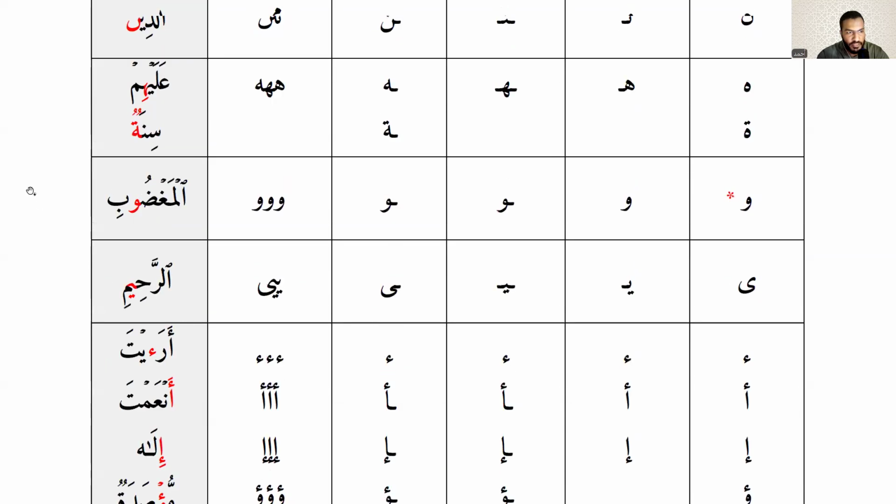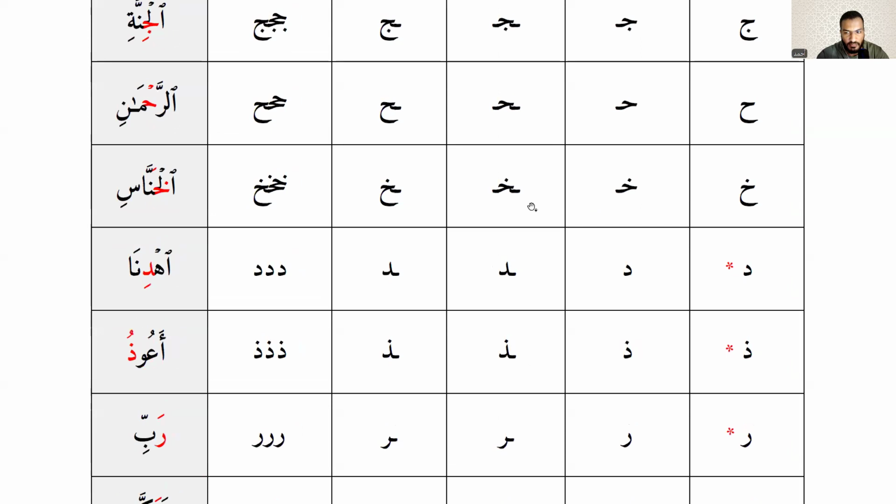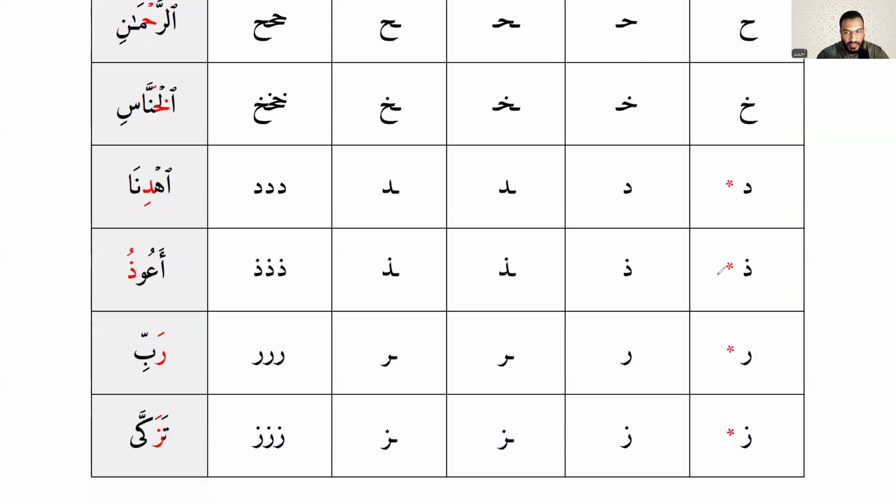And finally, we have the letter waw. It also doesn't connect to the letter coming after it. Okay? So these are 6 letters which don't connect to the letter coming after them. A very common mistake is conflating zal with noon.